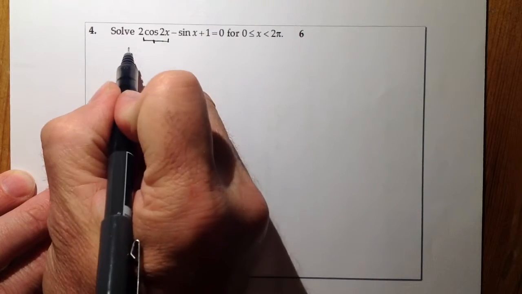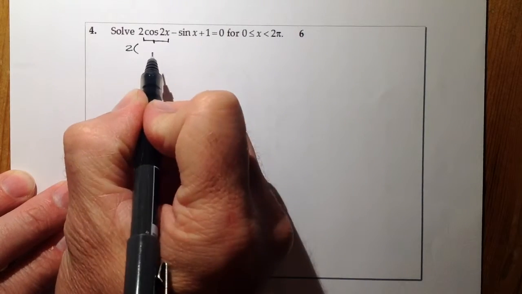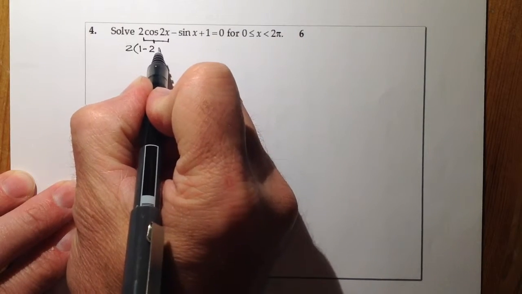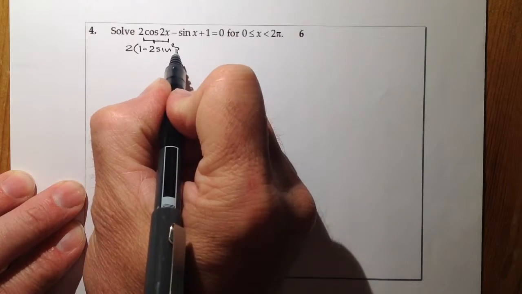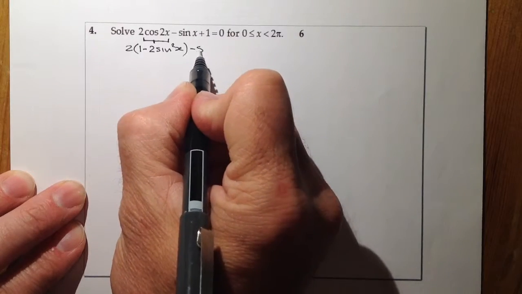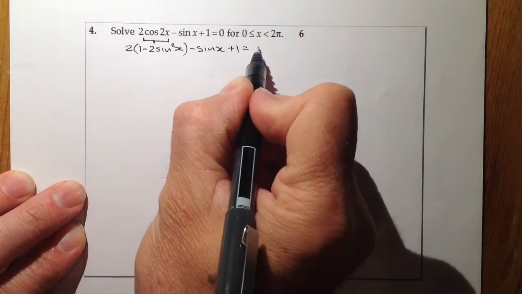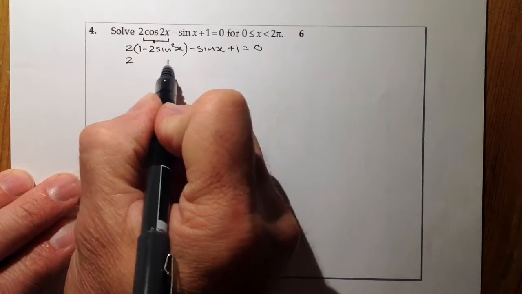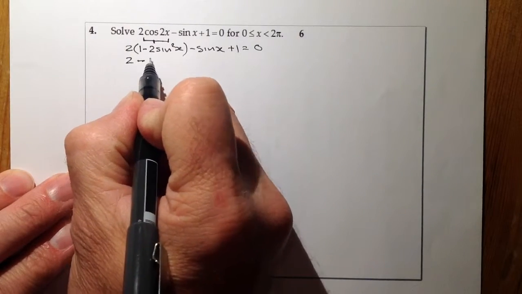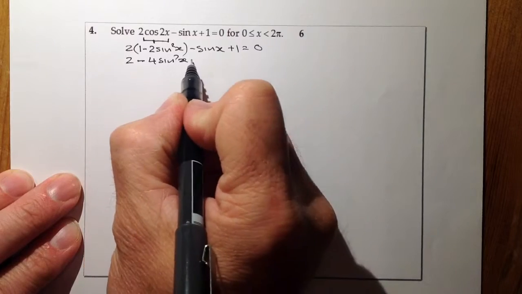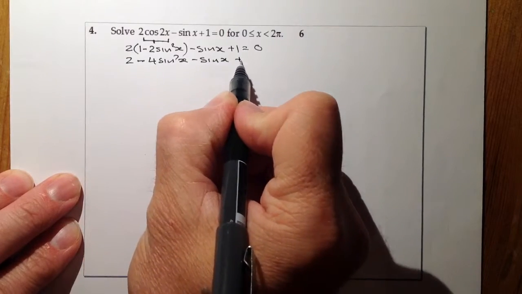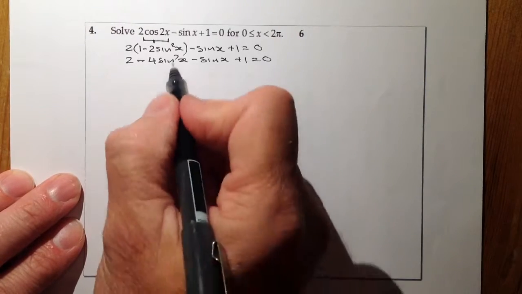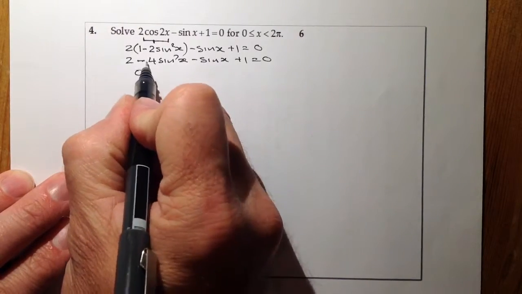So I've got 2 here, and I'm going to bracket it to make sure that I don't lose any of the minus signs. So it's 1 minus 2 sine squared x, then I've got minus sine x plus 1 equals 0. Let's multiply this bracket out, and then we'll gather everything up. So that'll be minus 4 sine squared x minus sine x plus 1 equals 0. Let's gather everything on the right hand side, just to remove that minus sign there.